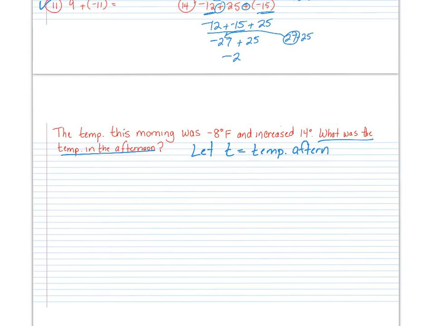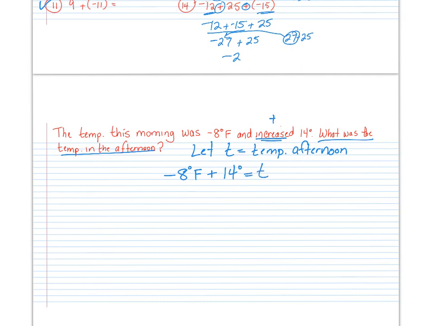Okay, so when we're figuring this one out, let's look at it. Some key words. Increased. Oh, that means to add, right? Okay, so it started at -8 degrees Fahrenheit. That's cold. I'm not looking forward to that. And it increased, so we're going to add 14 degrees. And that will equal my T.